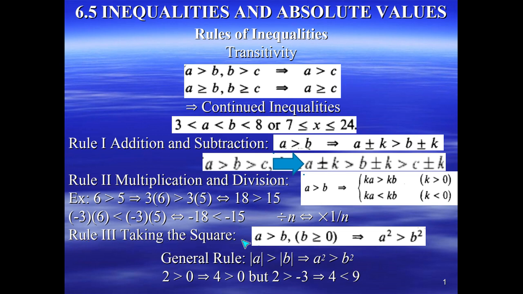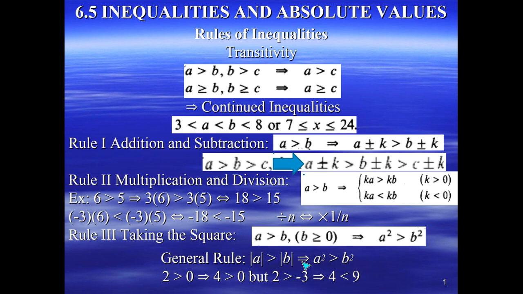Rule 3 is taking the square. Here again we should be careful, because when a is greater than b and b is greater or equal to 0, then a square is greater than b square, alright. But the general rule is that if absolute value of a is greater than absolute value of b, then a square would be greater than b square. But if absolute value of a is less than absolute value of b, then a square will not be greater than b square. Just pay attention here as well. Be careful here.